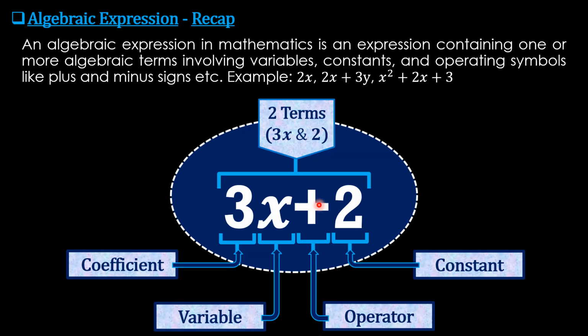So one more time, in this algebraic expression 3x plus 2, there are two terms. One is 3x, another is 2. 3 is called coefficient, x is called variable, plus sign is the operator here, and 2 is constant. And there are two terms in this algebraic expression.